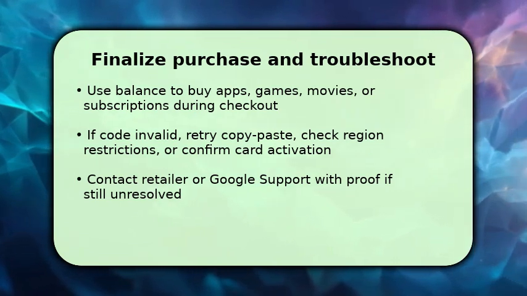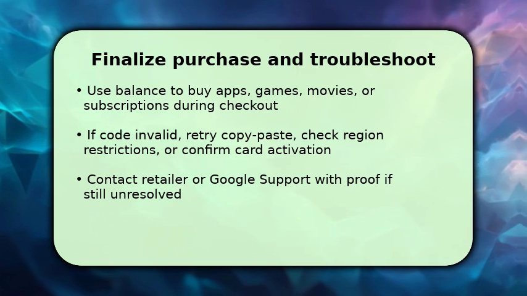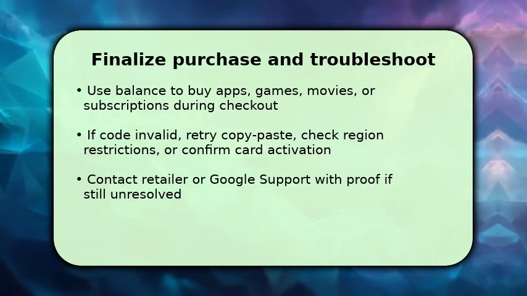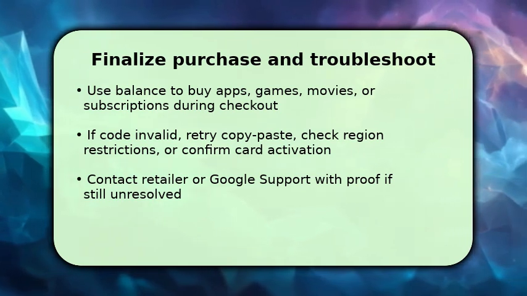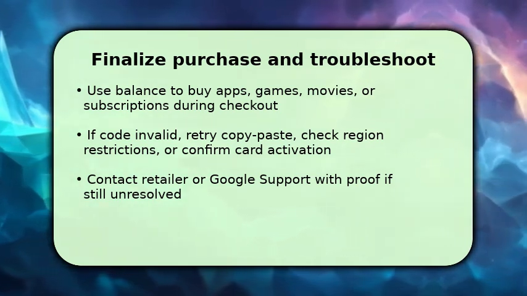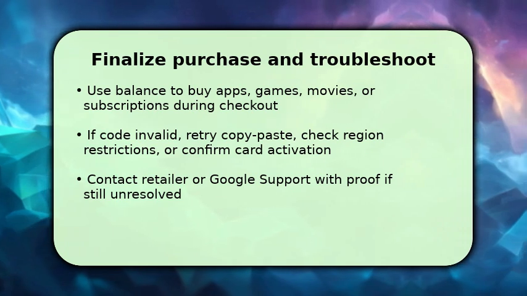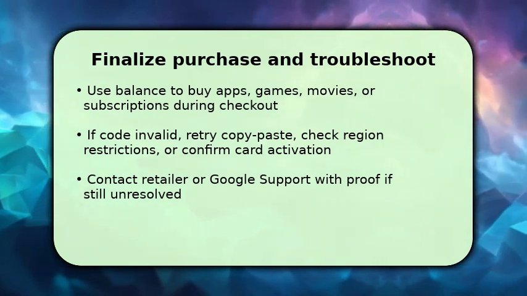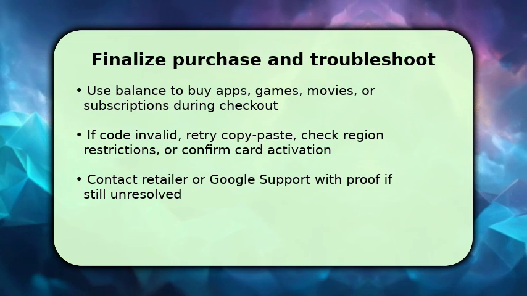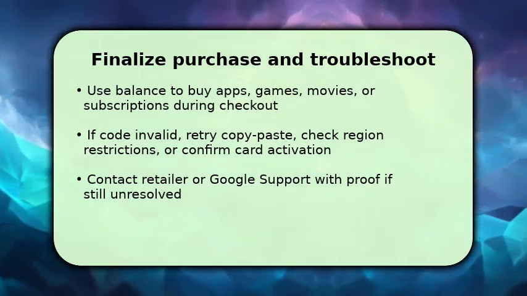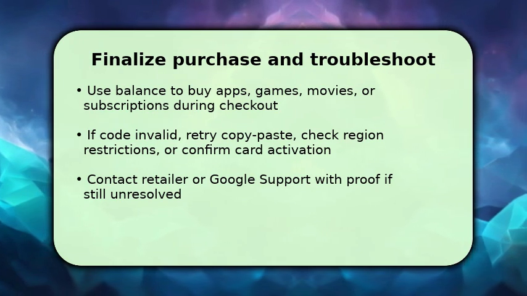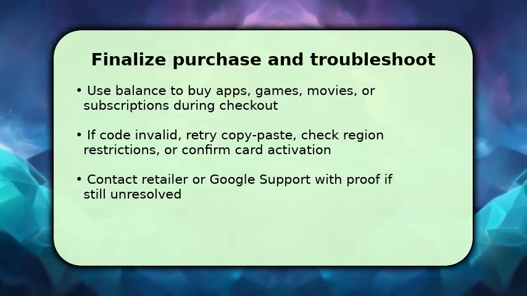The amount applies automatically. If the code fails, first retry by copying and pasting carefully, then verify the card was activated at the retailer and that the code matches your region. Some codes are region locked. If problems persist, gather proof of purchase or the email containing the code and contact the retailer or Google support. One troubleshooting tip: try redeeming on the web and the Play app to isolate device issues.